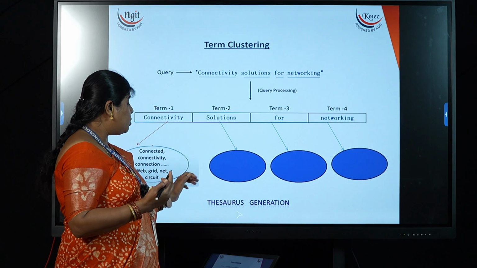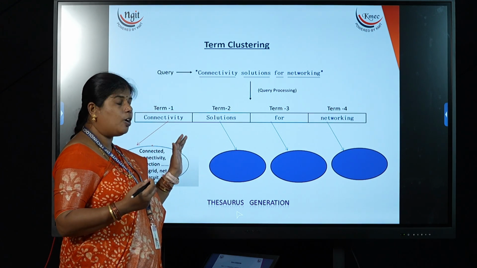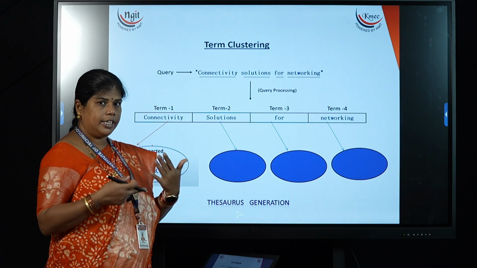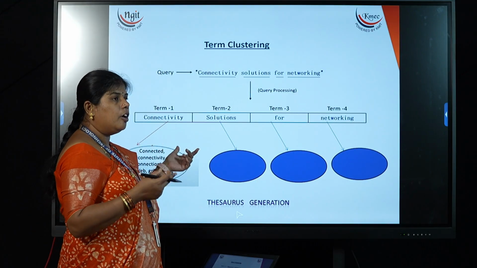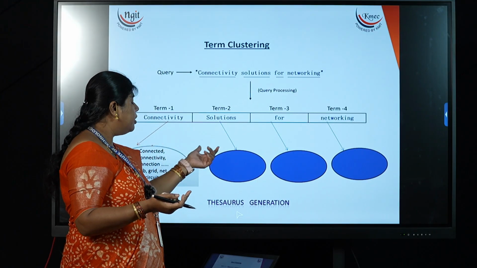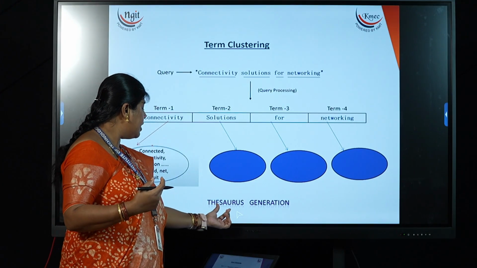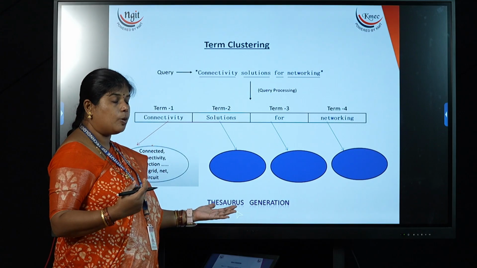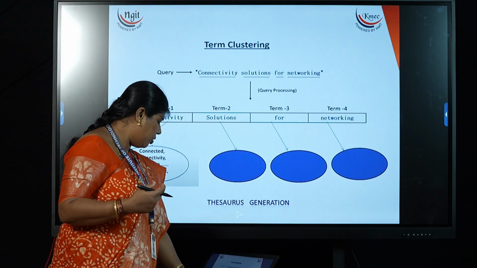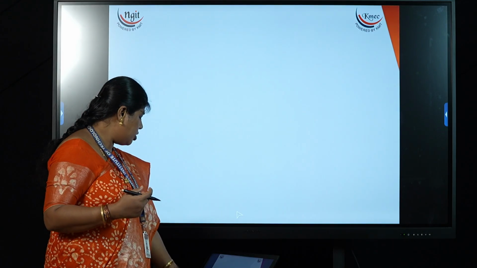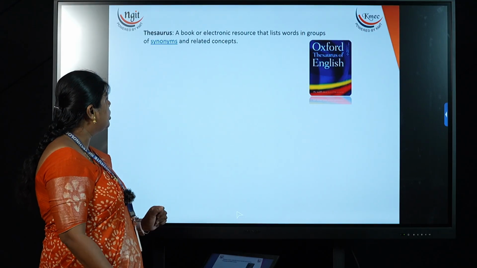So in this whole process, you are first finding the similar terms of your query and returning the documents which contain all those terms. This is called thesaurus generation. What is it called? Thesaurus generation. Now what do you mean by thesaurus generation? Let us see one example of this thesaurus generation.